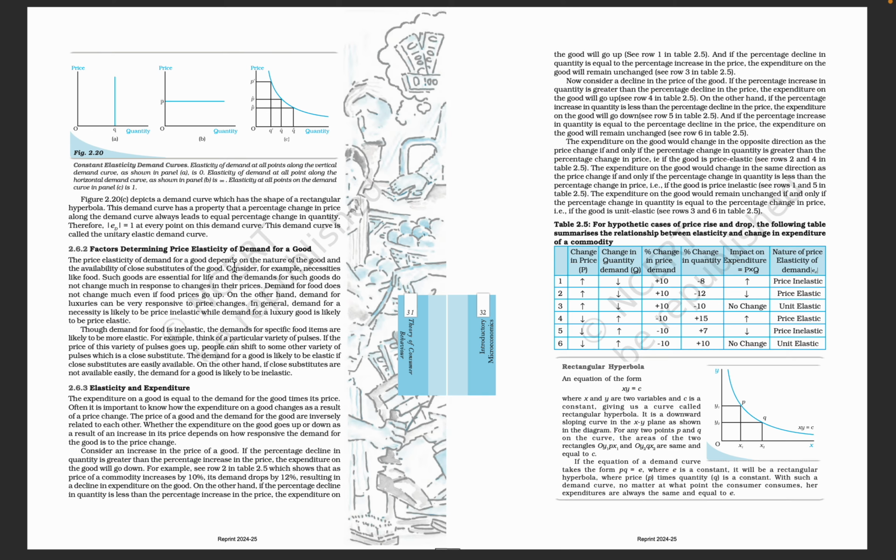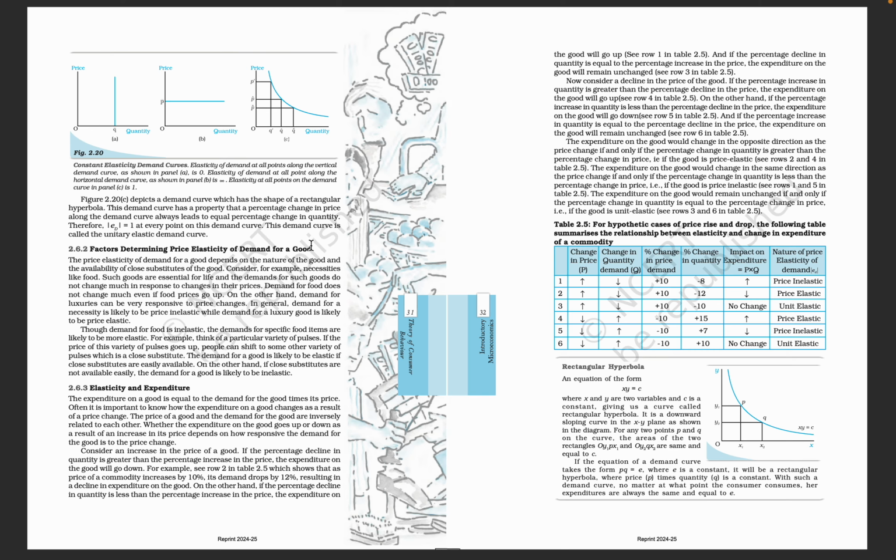Factors determining price elasticity of demand for a good. The price elasticity of demand for a good depends on the nature of the good and the availability of close substitutes for the good. Consider, for example, necessities like food. Such goods are essential for life, and demands for such goods do not change so much in response to changes in the prices. Demand for food does not change much even if food prices go up. On the other hand, demand for luxuries can be very responsive to price changes. In general, demand for a necessity is likely to be price inelastic, while demand for a luxury good is likely to be price elastic.